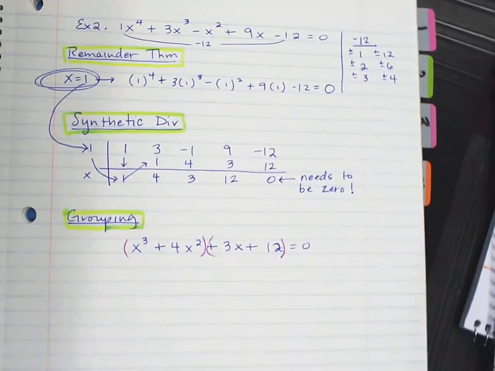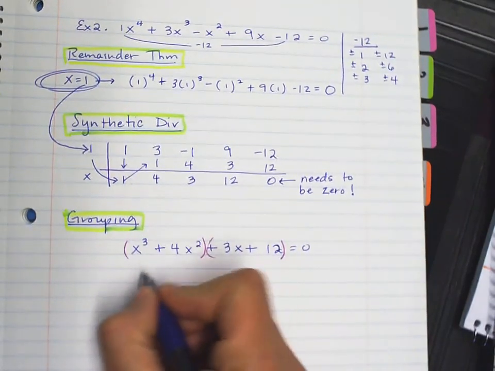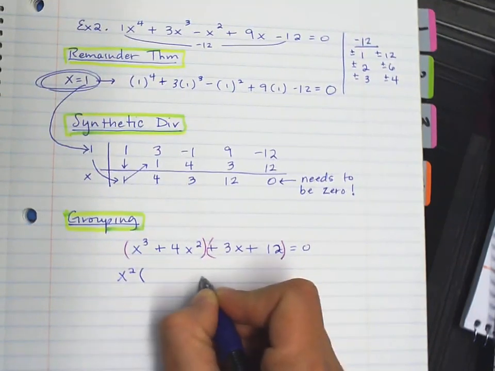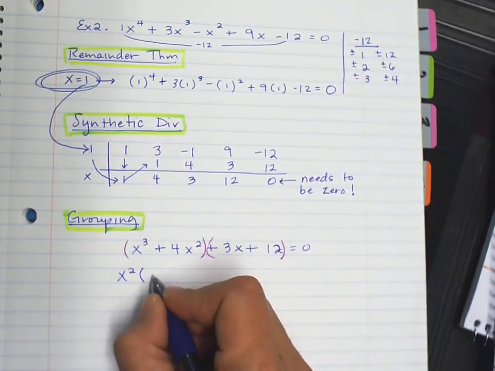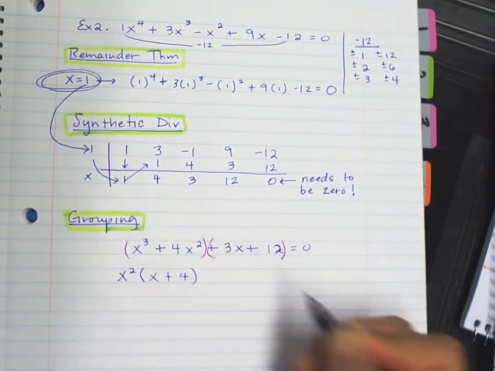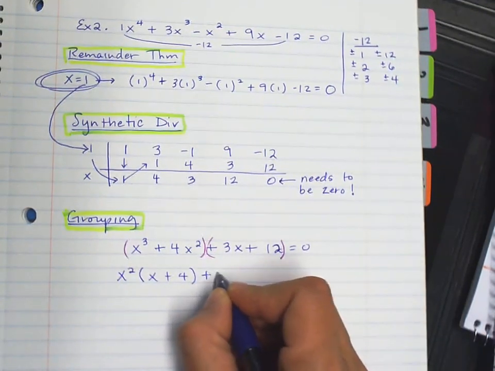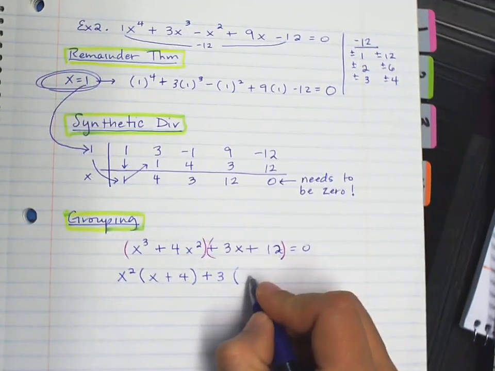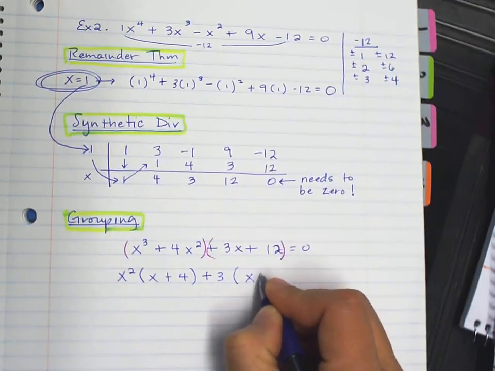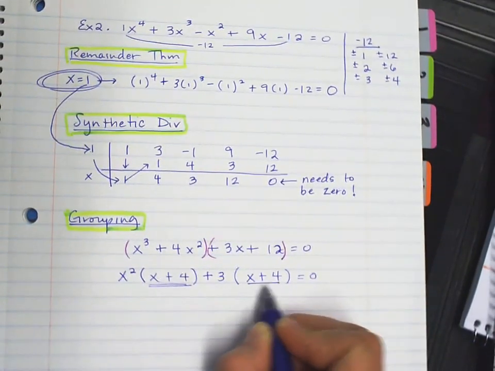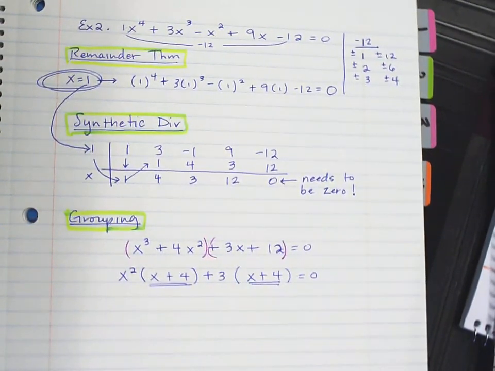What can I factor out from the first group? X squared. So I have x squared. What do I write in parentheses? X plus 4. Second parentheses. What can I factor out? Positive 3, so put plus 3. Then I have x plus 4. Okay? This is what we want. We want them to match.